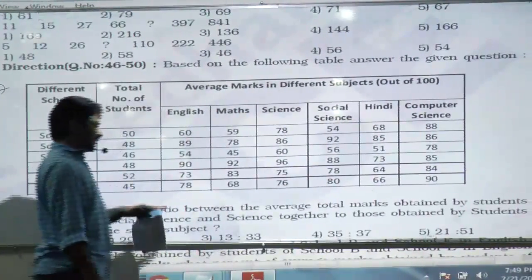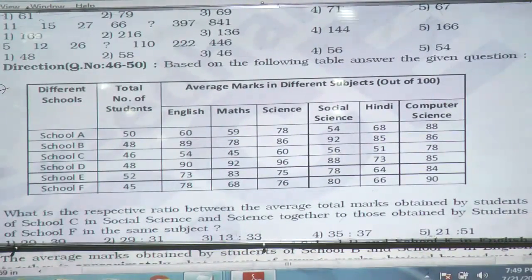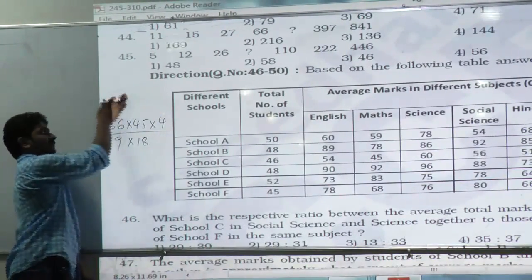In the Hindi subject, the average mark obtained by all the students is 66. How many members are there? 45. Total marks obtained in Hindi by all the students is 66 into 45. These are marks obtained by male and female, which are in the ratio 4:5. So total marks obtained by male students is going to be 4 parts out of 9 parts of this number. Agreed? Total marks obtained by male, and how many are there? 18. If you want to calculate male average, you need to divide this number by 18. That's it.